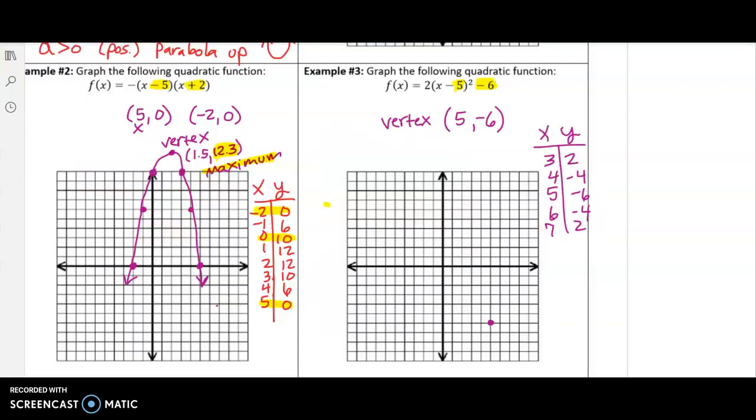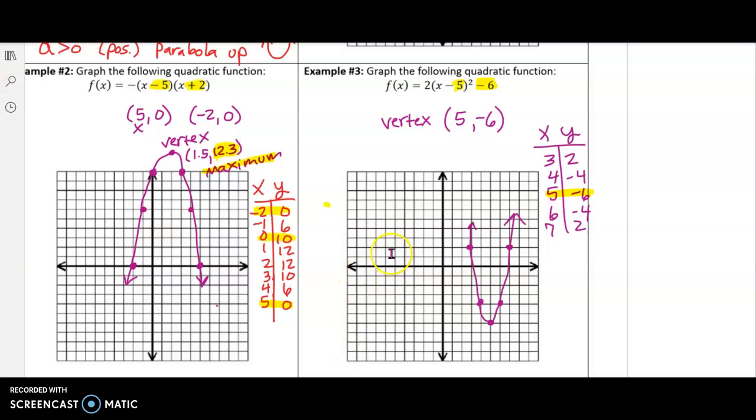Okay, so I'm going to go plot those points. We've got 7, 2 at the bottom, you can see, and we also have 3, 2, 4, negative 4, 6, negative 4. And of course, the vertex 5, negative 6, which we've already plotted, and we can graph it. Note, we do still have two roots, guys. We still have two x-intercepts, but they are decimals.